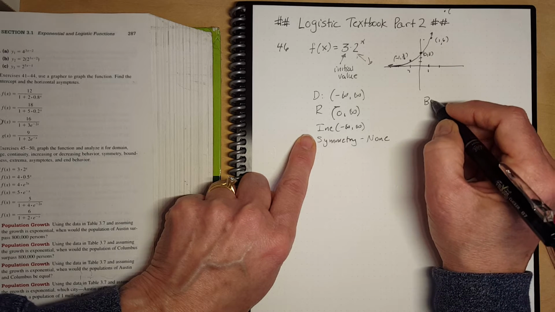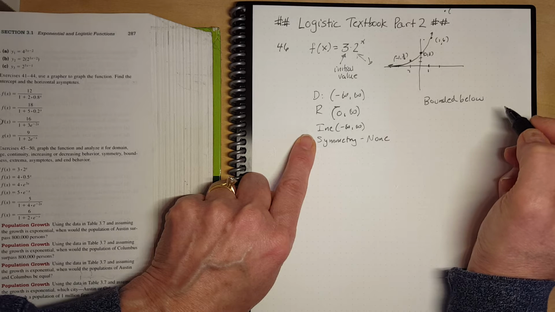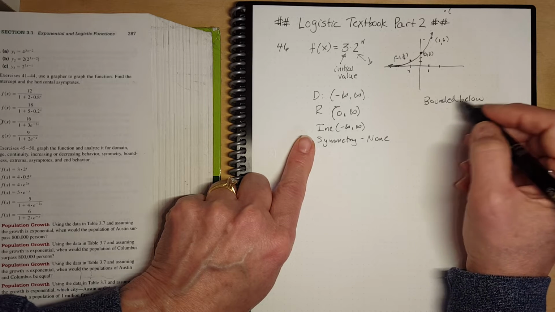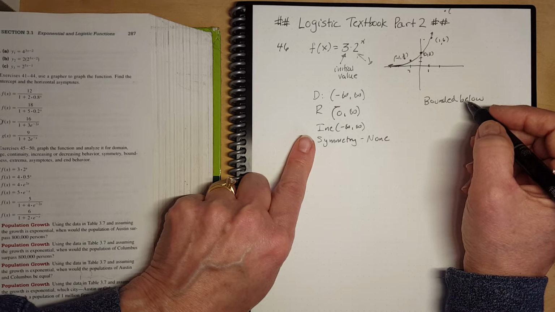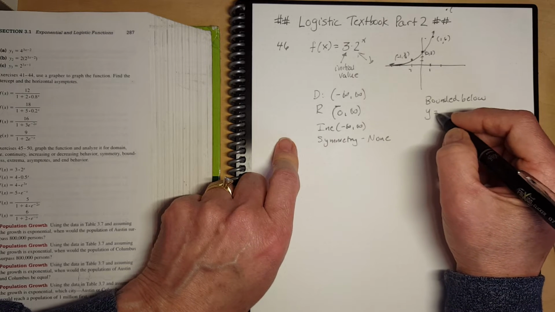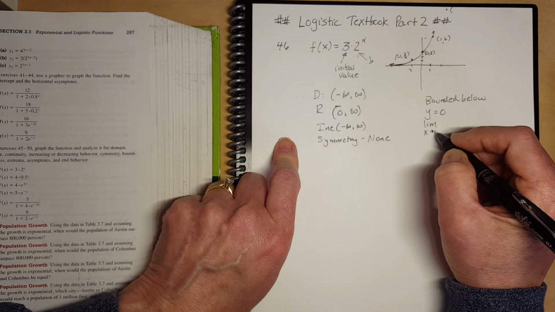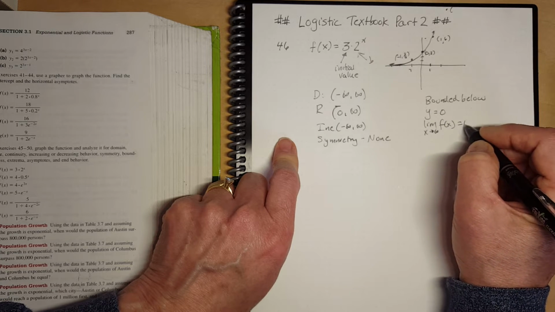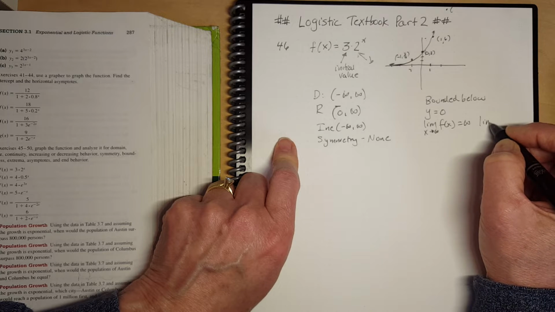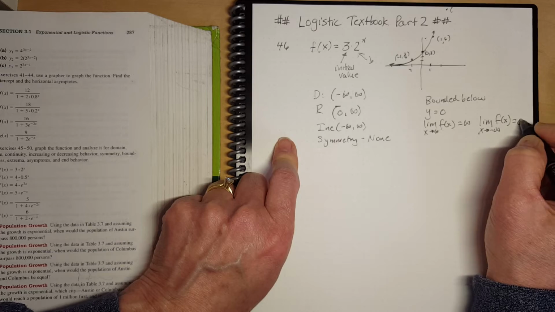Boundedness, it is bounded below by the y = 0 line. Extrema, there's no extrema. It never reaches a lowest point and never reaches a highest point. Asymptotes, y = 0 is a horizontal asymptote. In end behavior, the limit as x approaches infinity of the function is infinity. The limit as x approaches -infinity of the function is 0.